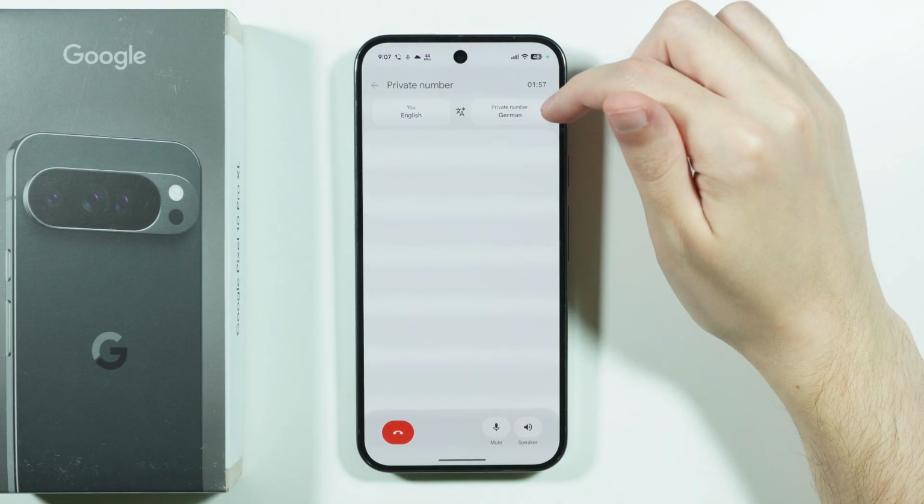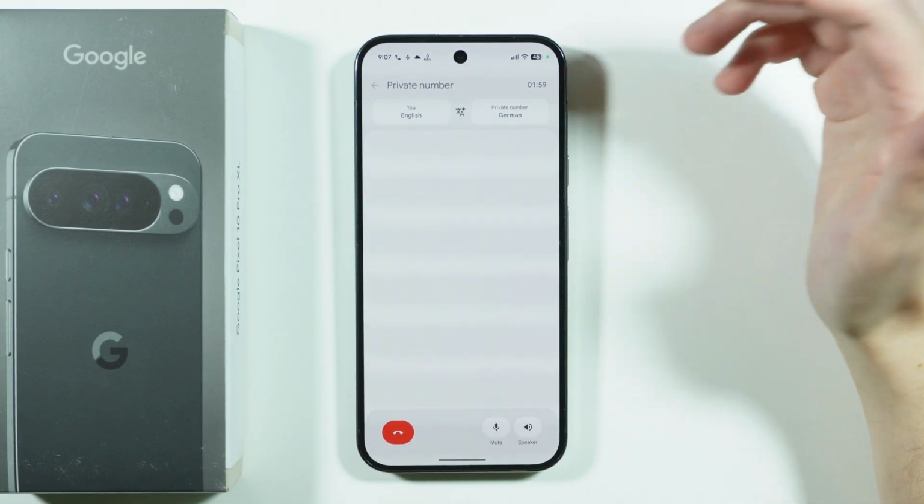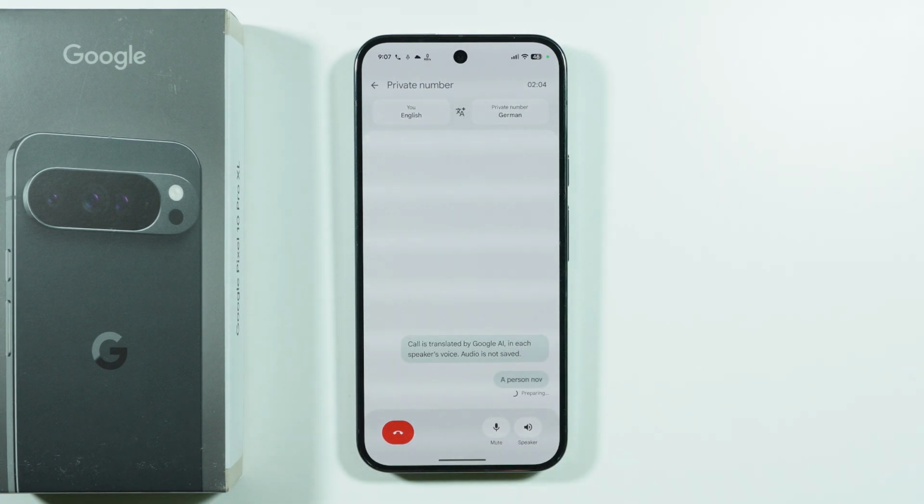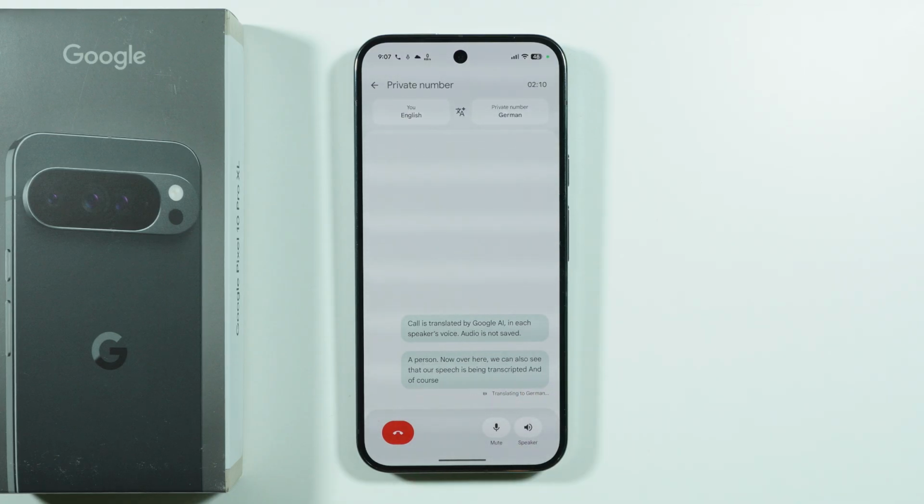now over here we can of course see our language and the language of the other person. Now over here we can also see that our speech is being transcribed, and of course once we end our sentence, then our speech will be translated to that other person.